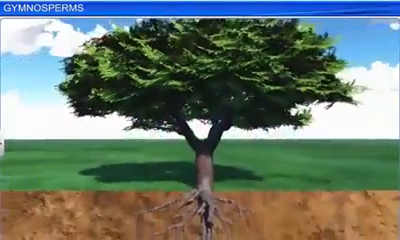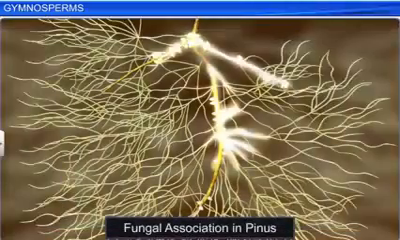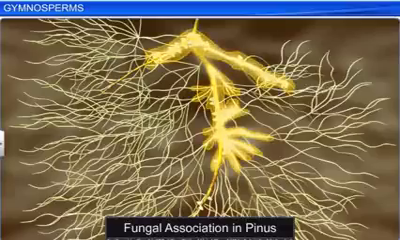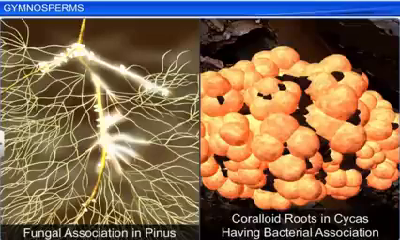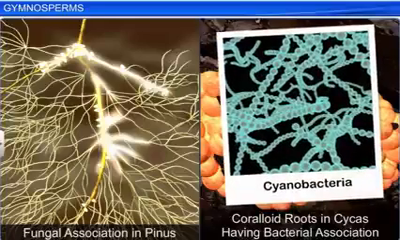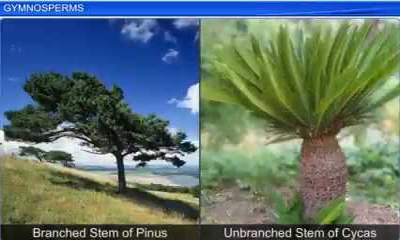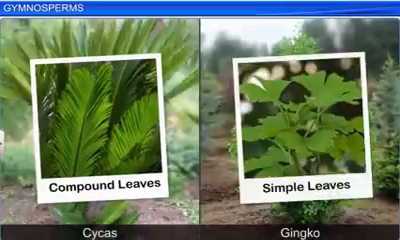If you take a look at the morphology of gymnosperms, you will notice that most of them have tap roots. Moreover, in some genera, such as Pinus, the roots have a fungal association in the form of mycorrhiza, while in other genera, such as Cycas, small specialized roots called coralloid roots have an association with N2-fixing cyanobacteria. The stems of a gymnosperm can be branched or unbranched, and the leaves can be compound as in Cycas or simple as in Ginkgo.